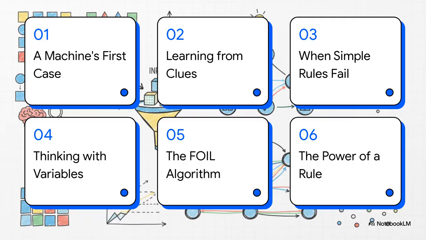So here's our roadmap for today, the training plan for our apprentice. We're going to start with its very first case, see how it learns from clues, and then we're going to watch what happens when the rules get complicated. It's going to need a huge leap in thinking, which will lead it to a master detective's toolkit.